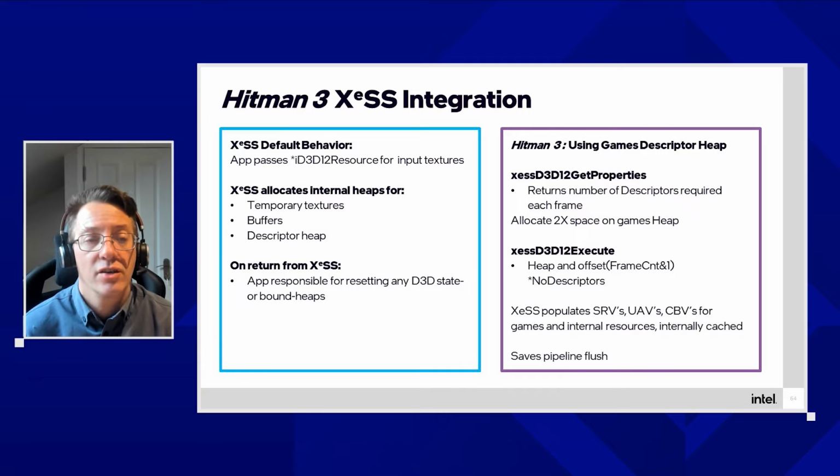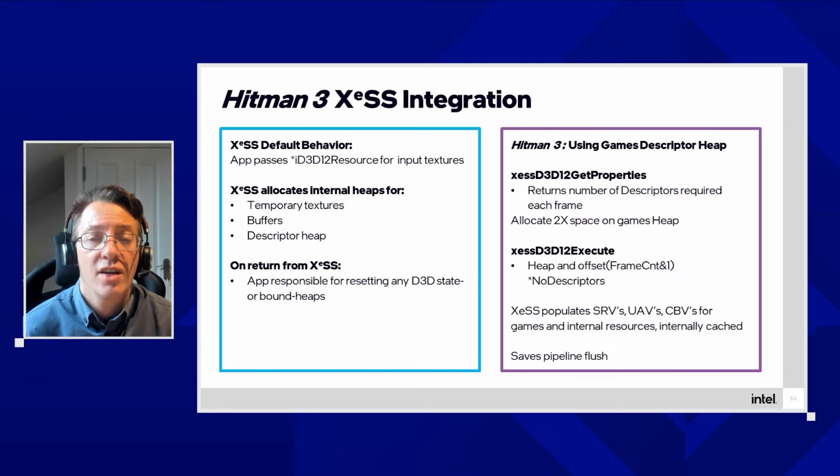Looking at the integration from a slightly different point of view now, the default behaviour for XeSS is to just pass in the D3D resources for those primary input textures. XeSS then allocates internally its own temporary textures, constant buffers, and creates its own descriptor heap that it itself manages. On return from XeSS, the app is responsible for restoring any state and binding any of its own descriptor heaps, because they will have been changed by XeSS.